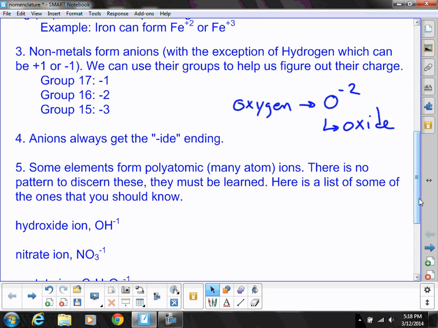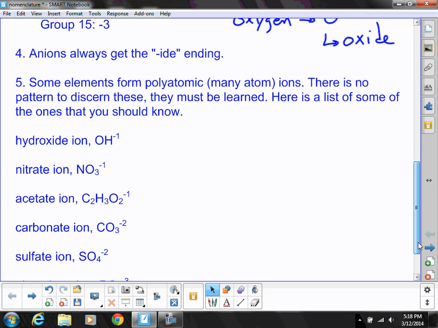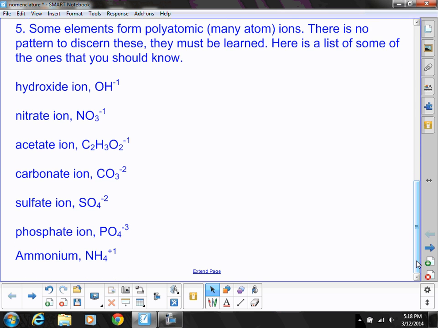This is a very short list of some of the ones that you need to know, just to show formulas for them. Hydroxide, for something like sodium hydroxide, the hydroxide ion is OH minus 1. Nitrate is NO3 minus 1. Acetate is C2H3O2 minus 1. So again, as we talked about yesterday, those polyatomic ions are molecules, but because of how they are formed, their actual structure, they end up having an ionic charge. Even though it's a molecule, it behaves as an ion because it has that electrical charge.